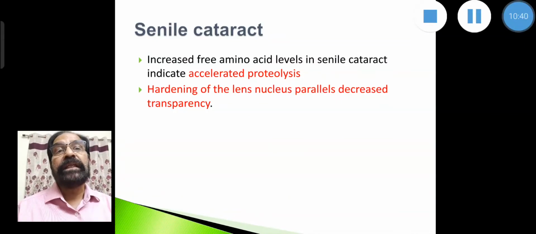Increased free amino acid levels in senile cataract indicate accelerated proteolysis. Hardening of the lens nucleus and pallor occur, with decreased transparency.